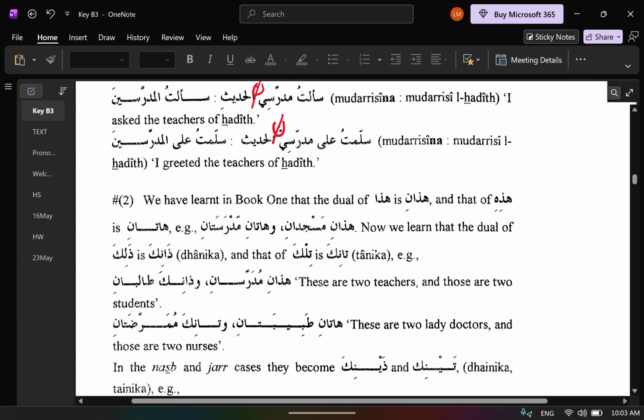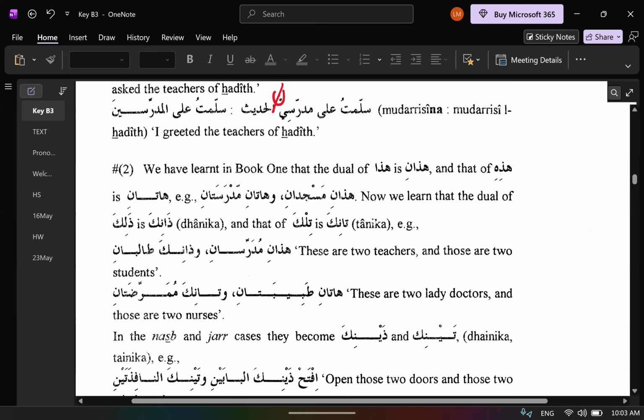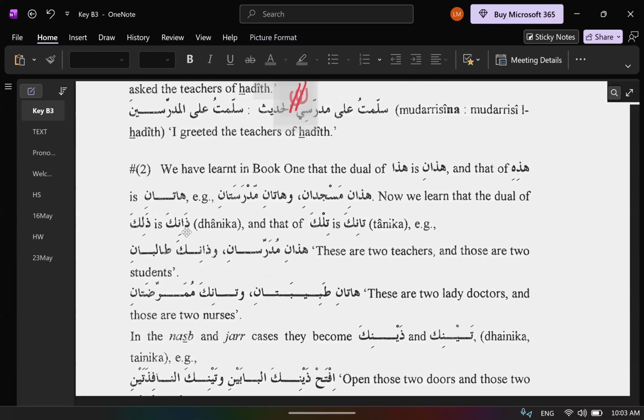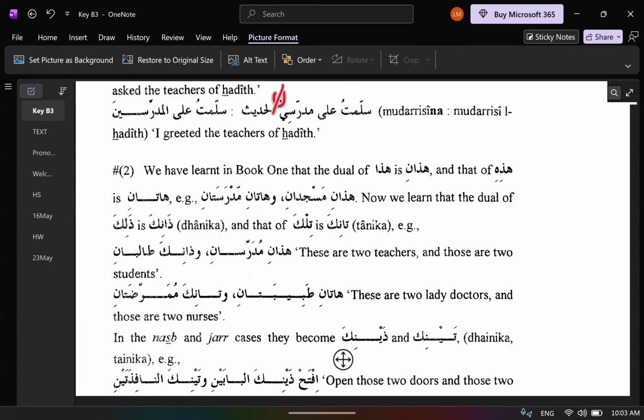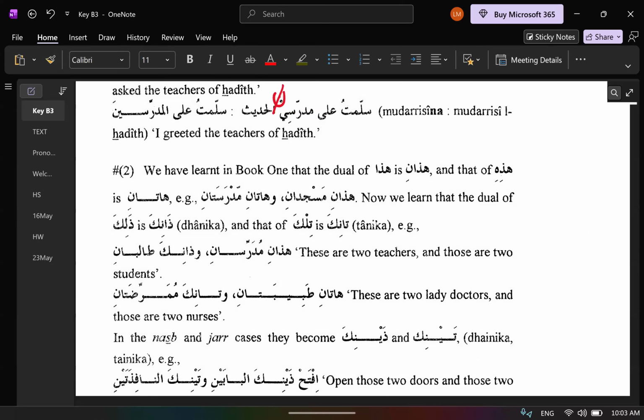Second, we have learned in book 1 that the dual of haza is hazani and that of hazihi is hatani. Example, hazani masjidani, wahatani madrasatani. These are two masajid, and these are two schools. Now we learned that the dual of zalika is zanika, and that of tilka is tanika. So it is mostly vocabulary, tanika and zanika.